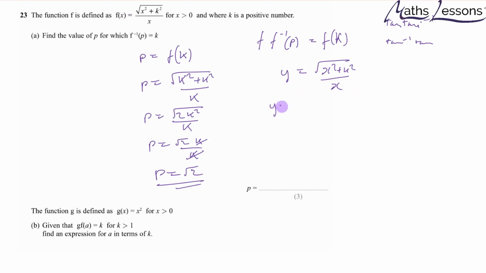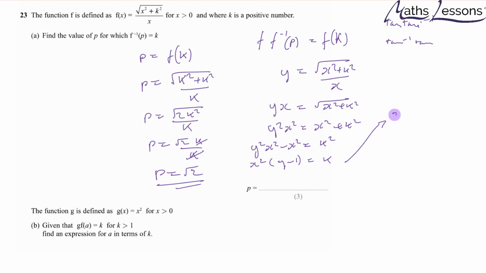So we just get y equals the square root of x squared plus k squared over x. Then we square both sides, y x squared equals x squared plus k squared. Then we take away the x squared. And you get marks for doing all of this, even if you don't get to the final answer. So if you don't know what to do, at least try to find the inverse as a starting point. Then you get x squared equals k squared over y squared minus 1, and then x equals the square root of k squared over y squared minus 1.